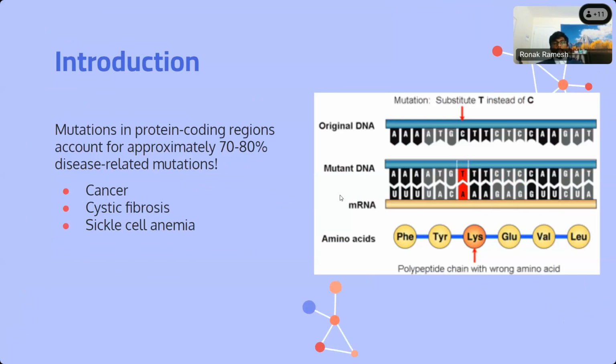So, have you ever wondered how tiny changes in our DNA can lead to life-threatening diseases? Because that's the essential question I'm hoping to solve with my research. As you can see on the screen, mutations in protein coding regions account for approximately 70 to 80% of disease-related mutations in today's society. This includes diseases like cancer, cystic fibrosis, sickle cell anemia, and so much more. This is a serious problem as many human lives are in danger as we speak.